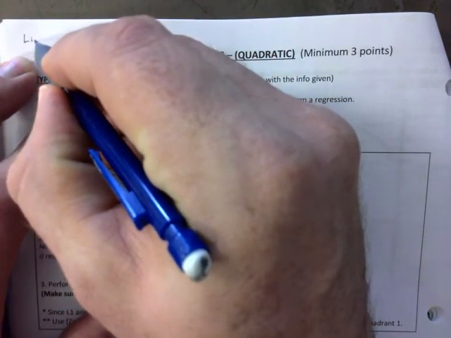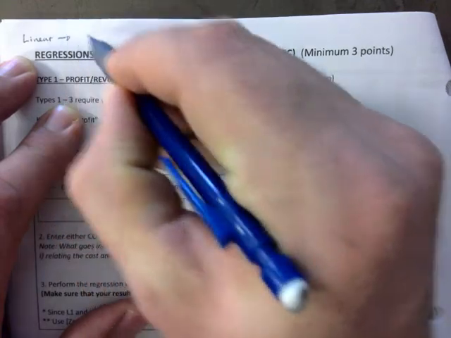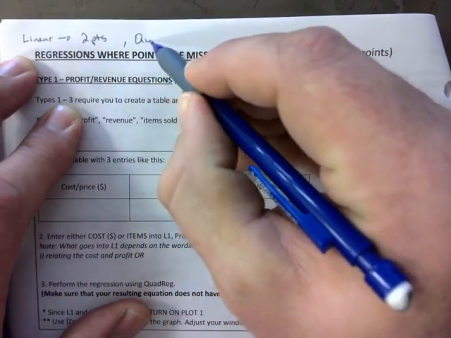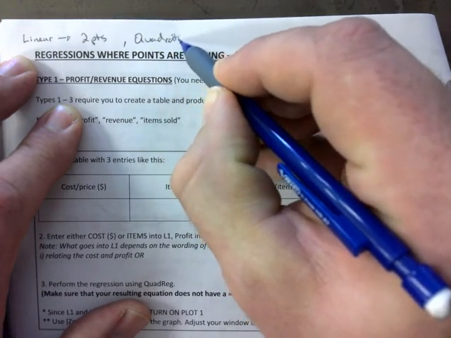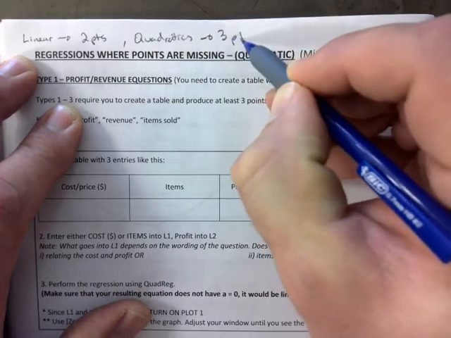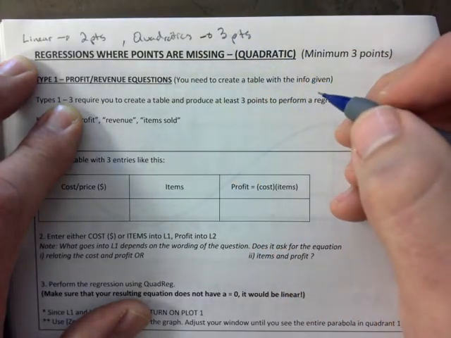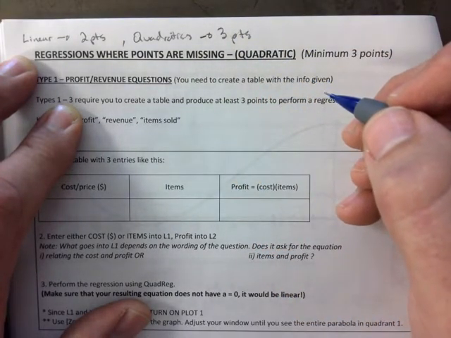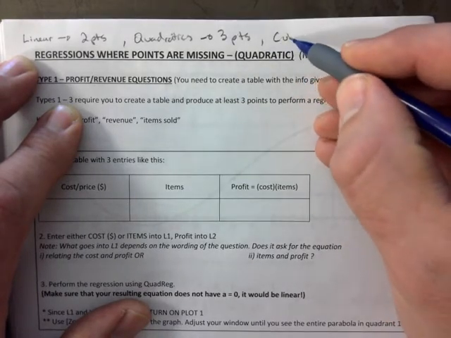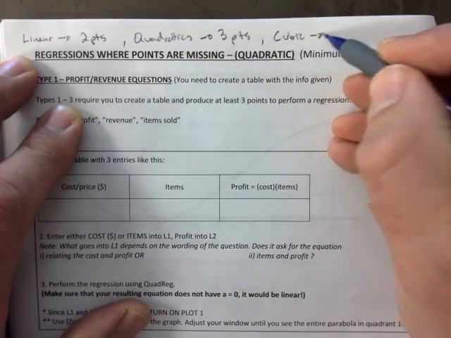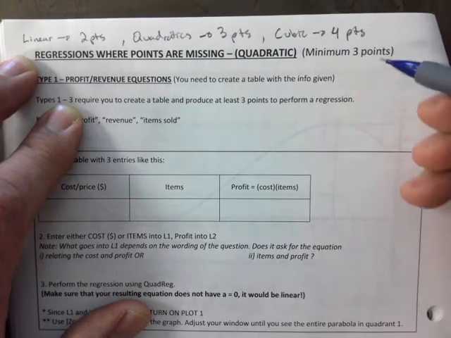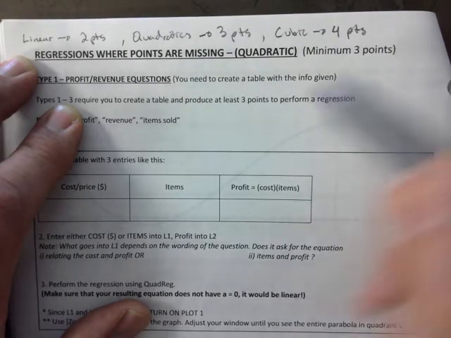For linear, you need 2 points minimum. For quadratics, how many? Anybody remember? You need at least 3 points, or else it will actually give you an error. If you try to do a quadratic without the 3rd point, it will give you an error. And for cubic, how many do you think? 4 points.